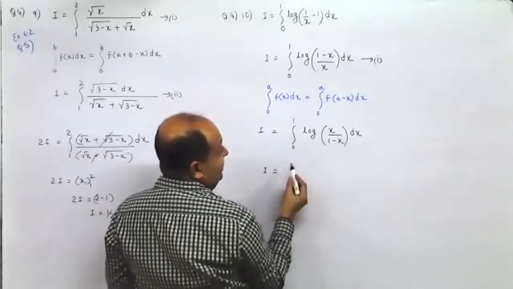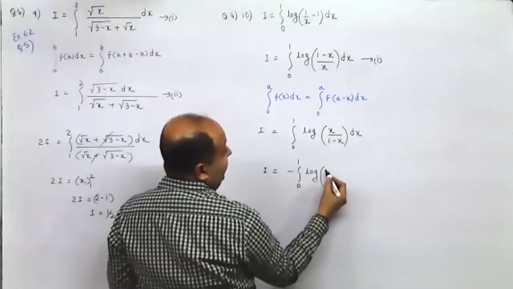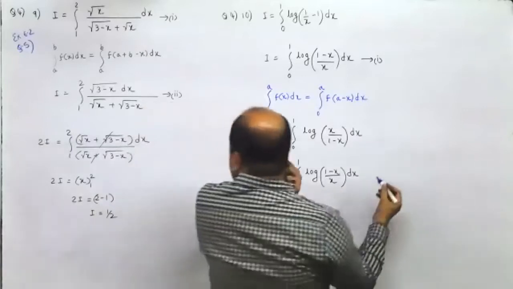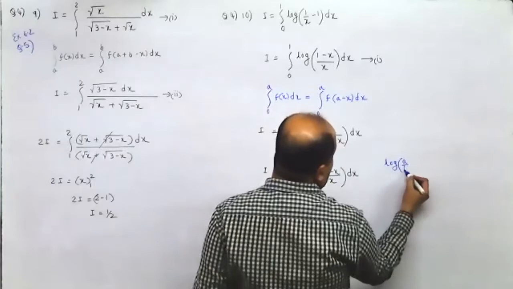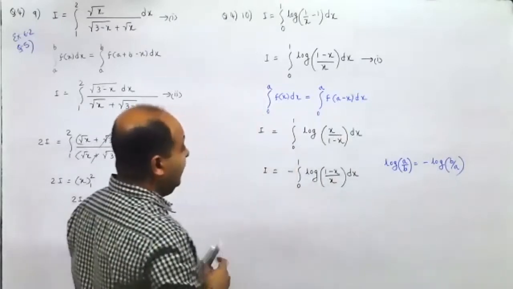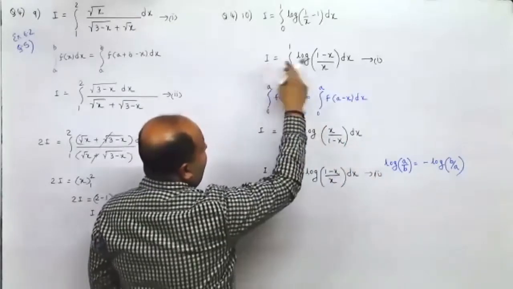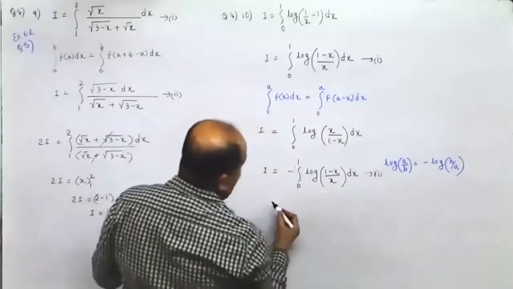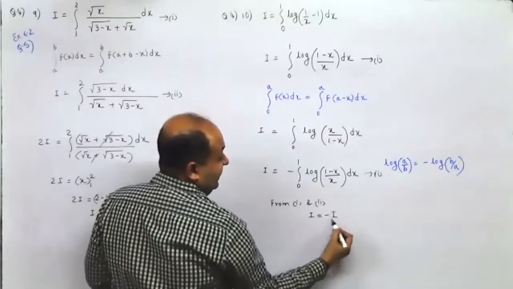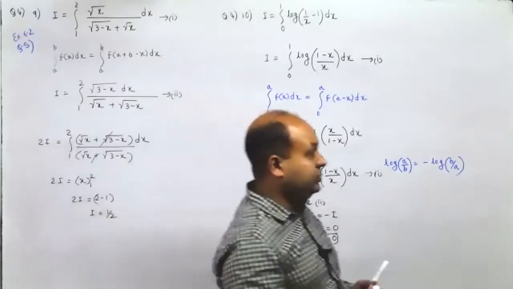Now if you observe here, when I take the reciprocal within log, I'll get a minus sign outside. Because remember, log of a by b is same as minus log of b by a. Only for log. Therefore, I get minus here. That means this is same as minus of this. So from 1 and 2, I can say I equal to minus I, and therefore 2I equal to 0. I can say I equal to 0. Followed?